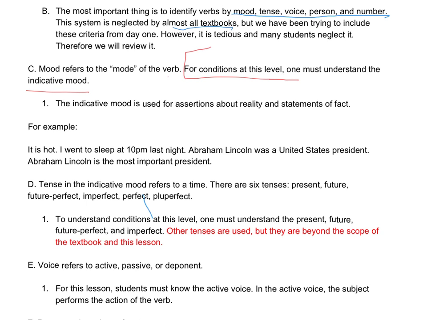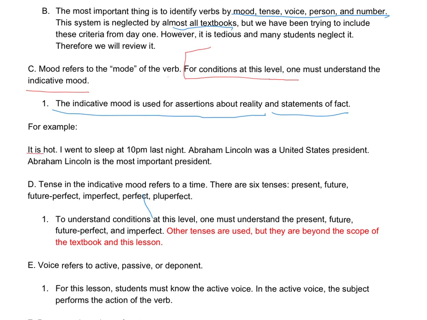Most of what you've read in the Latin textbook so far is in the indicative mood. The indicative mood is used for assertions about reality and for statements of fact. Anything that you claim is real, even if you're lying, even if you're mistaken, or even if it's only your opinion, is put in Latin in the indicative mood.